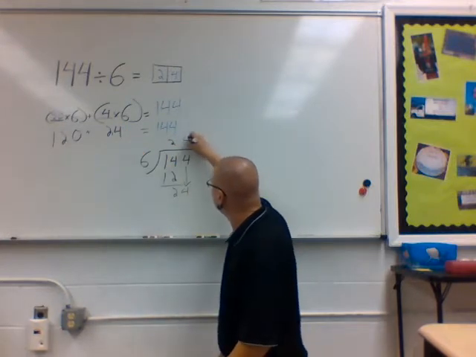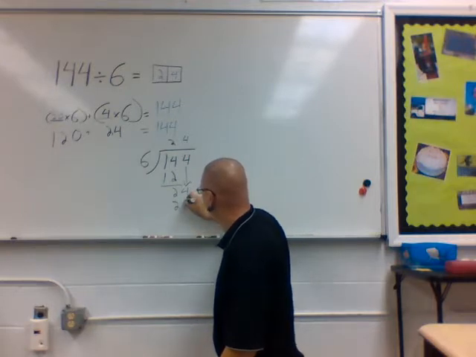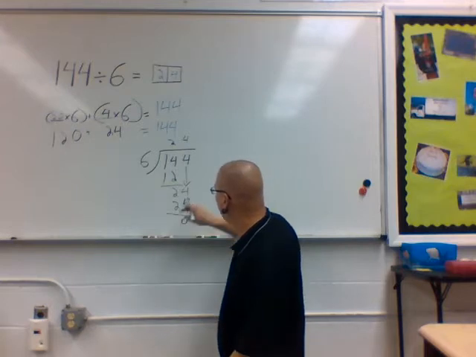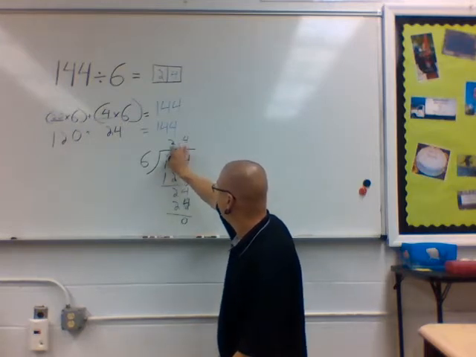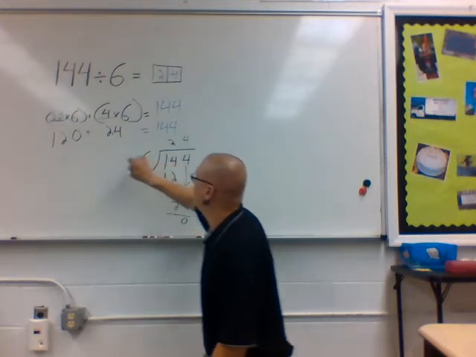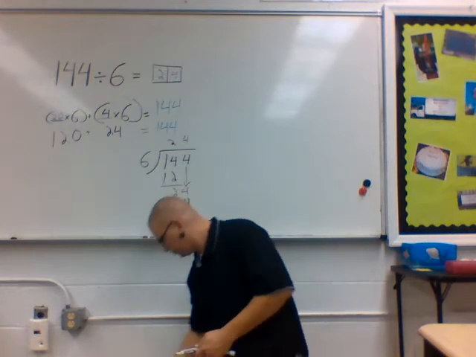4. 4 times 6, 24. Subtract. Our remainder is 0. 24 times 6 is 144. 144 divided by 6 is 24.